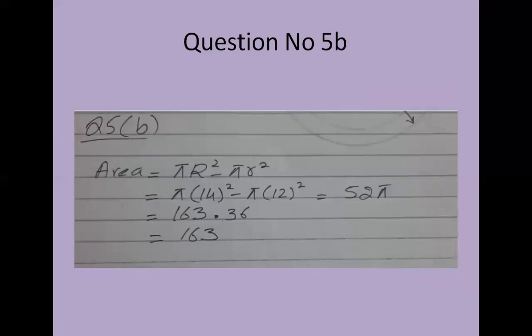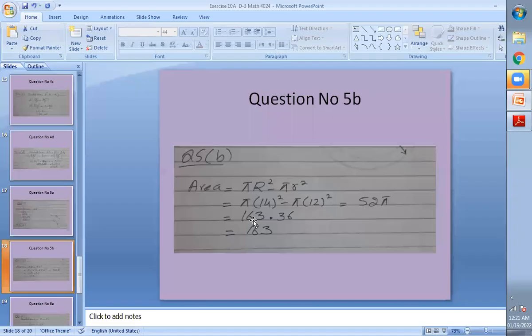So pi r square minus pi r square. You will have pi 14 square minus pi 12 square, and that will be 52 pi. So that is the answer. I entered the value of pi, you don't need to do that, and the answer would be 163. He asked you to write the answer in terms of pi, so you don't have to enter the value of pi. The final answer will be 52 pi. So this is how you will do question number 5, B part. Hopefully you understand.